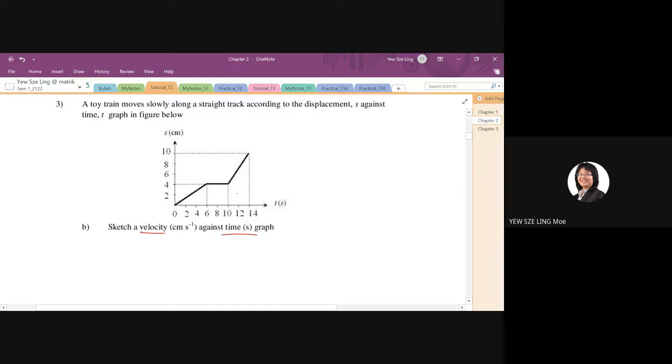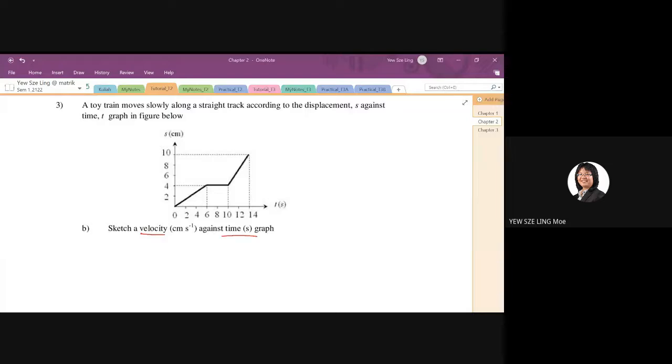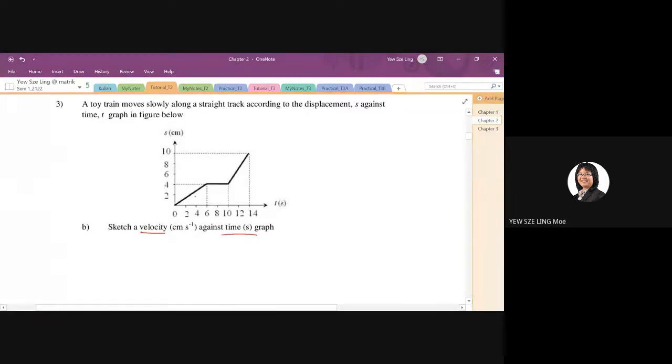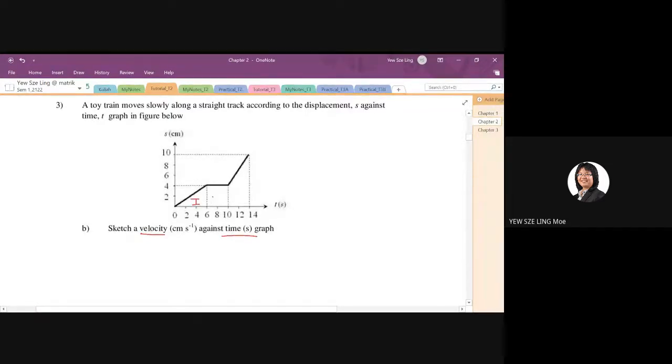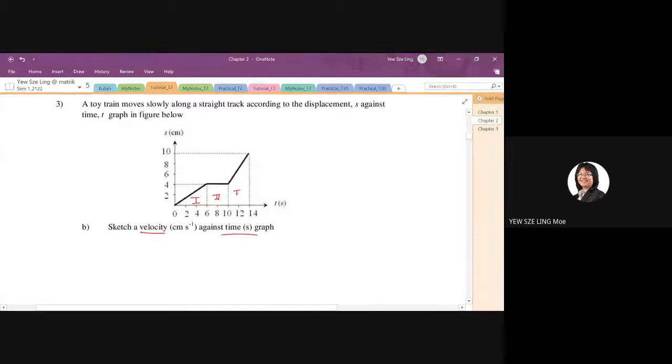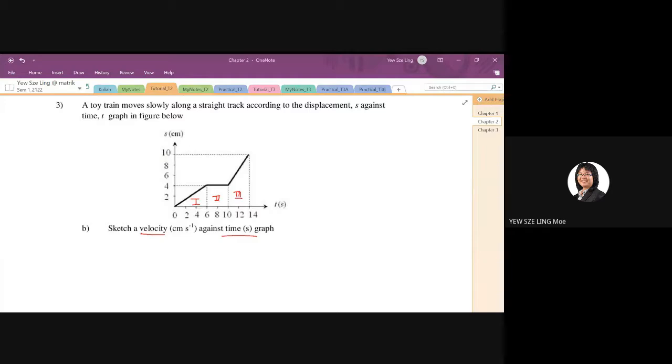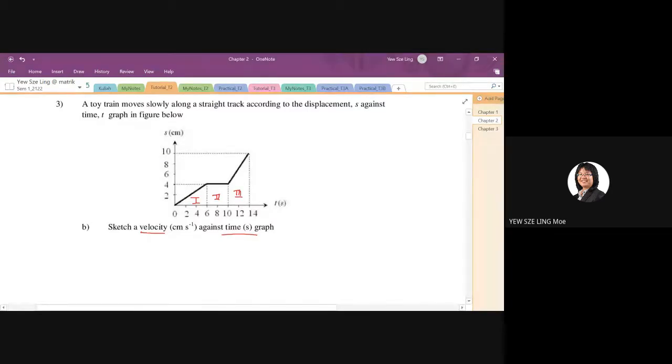First thing, you have the values in the graph. If there is no value, then you don't have to calculate it. But now you are given the values, so you have to calculate the velocity at every single position. How am I going to do it? I'm going to give it a name first. Let's say section 1, section 2, and then section 3. Next, I'm going to calculate its velocity at every single section.